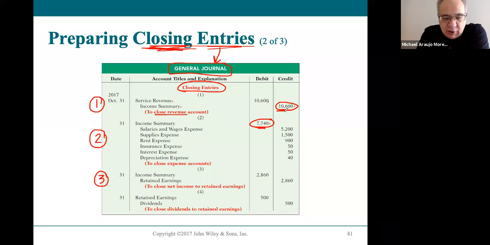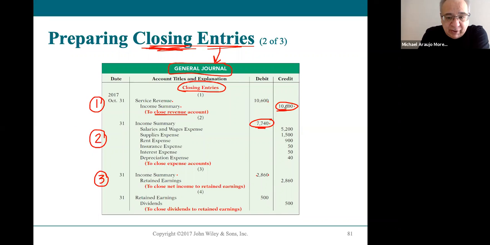The difference is going to be the net income. If you remember, the net income on their income statement was 2860. So in order to close income summary, again, to close an account, both sides of the account, the debit side and the credit side, need to equal, so the balance is zero. So we move that $2,860 amount from the debit side of income summary. So income summary now is closed.